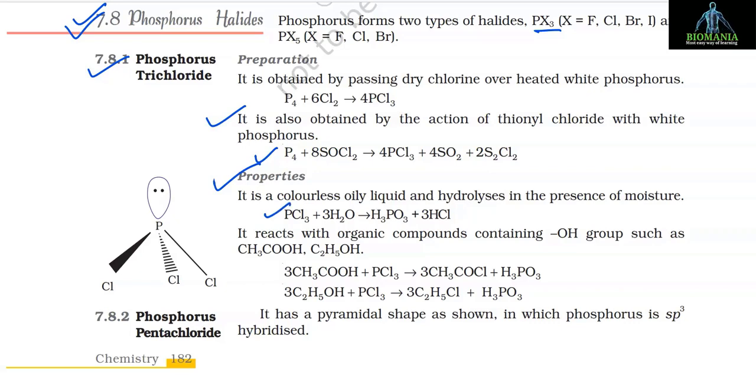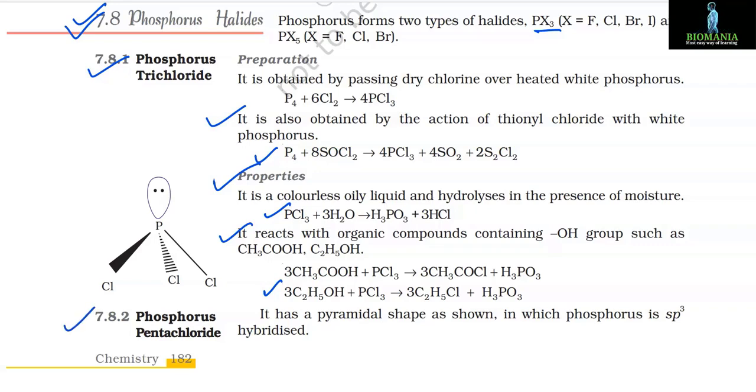PCl3 + 3H2O gives H3PO3 + 3HCl. It reacts with organic compounds containing OH groups such as CH3COOH and C2H5OH, and the reactions are: 3CH3COOH + PCl3 gives 3CH3COCl + H3PO3. The next reaction is 3C2H5OH + PCl3 gives 3C2H5Cl + H3PO3.